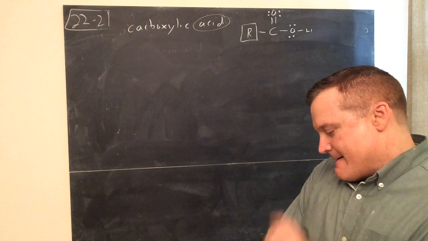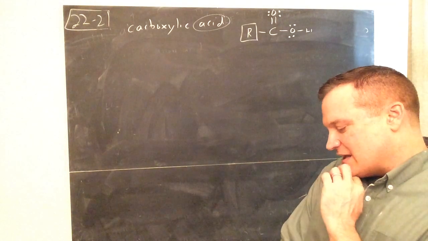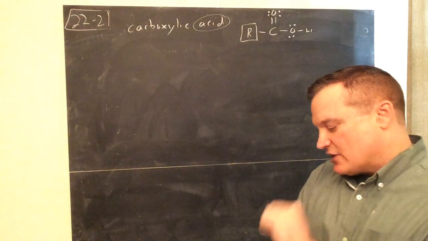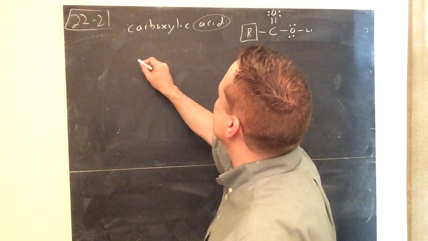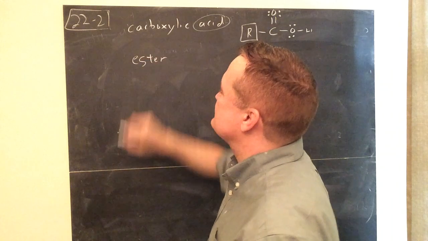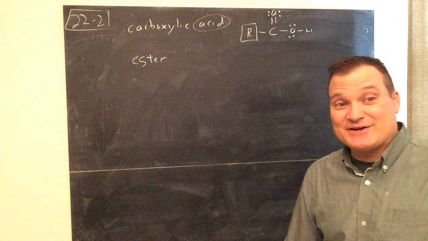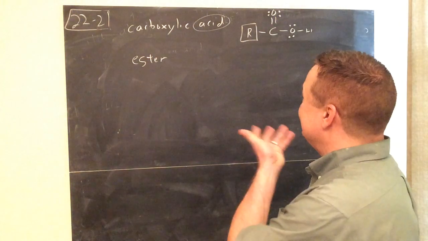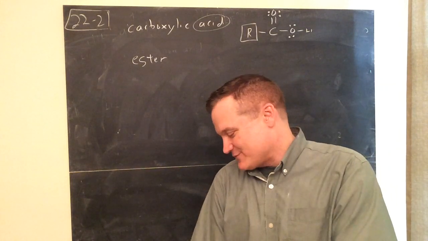In organic chemistry, this is really a cool type of chemical called an ester. A couple of times I've had a student in my class named Esther. Isn't that cool? If your name is Esther, you get an organic group named after you.